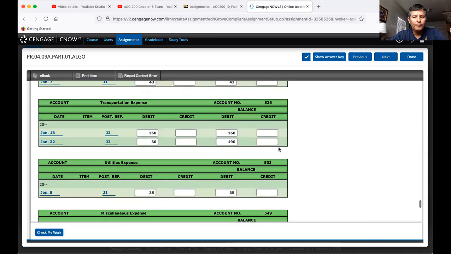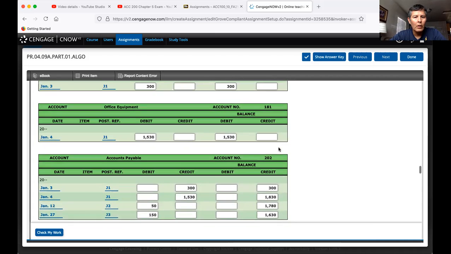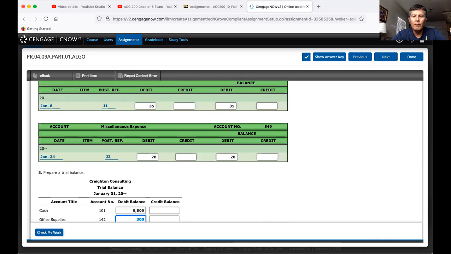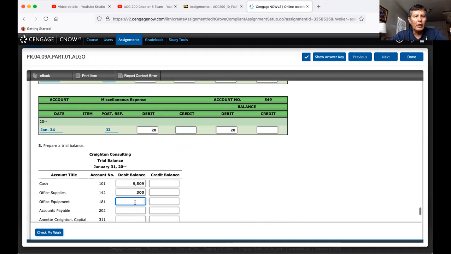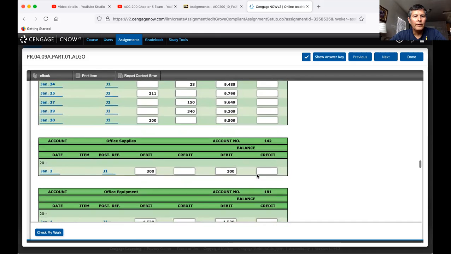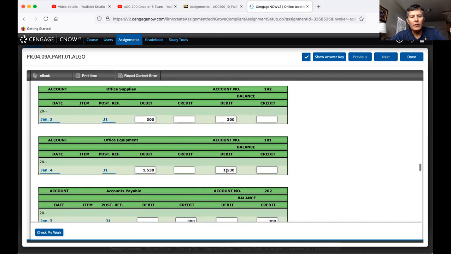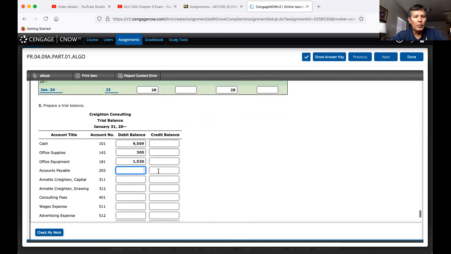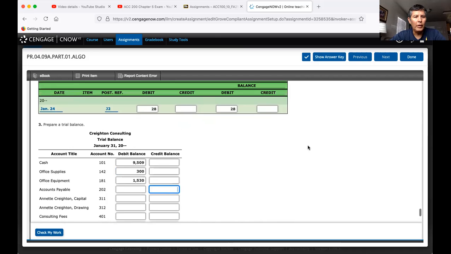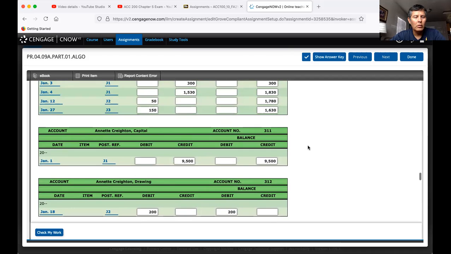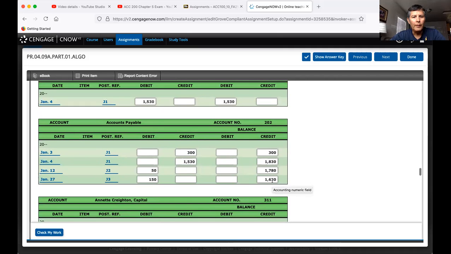Office supplies, got to go back up here. See how much we have in office supplies. So our balance is 300. Okay. Now we're going to go back up. Office equipment. Our balance is going to be 1530. Okay. Accounts payable. This will be a credit balance. Accounts payable, 1630. I'm just taking the various ways why we kept the running total. 1630.